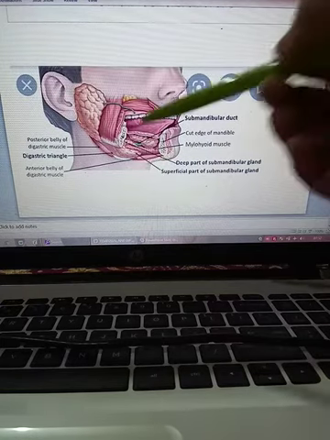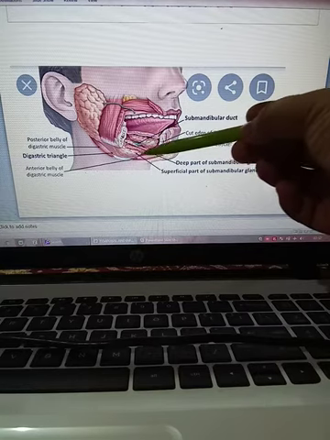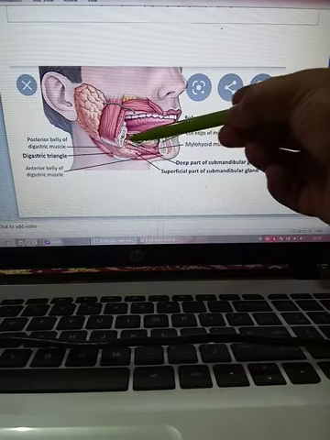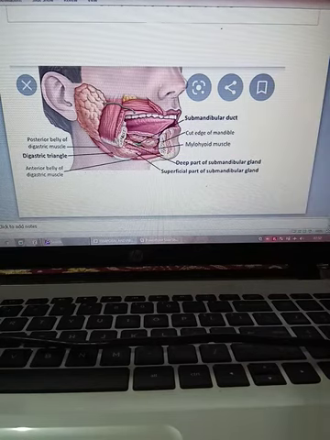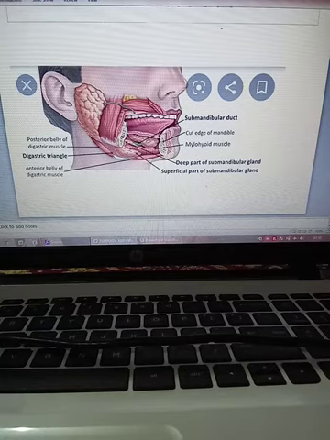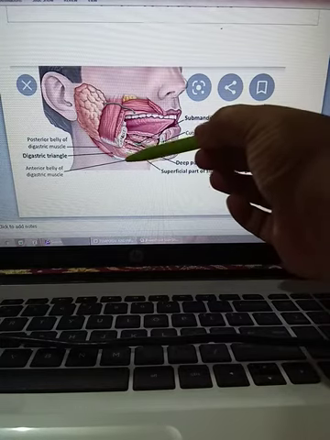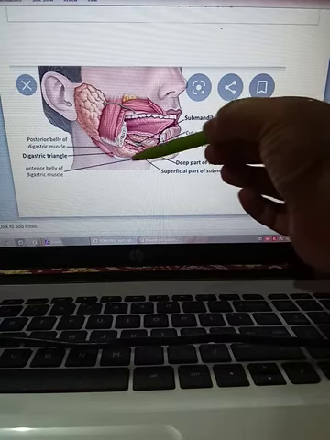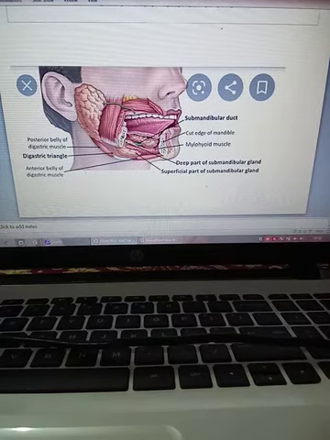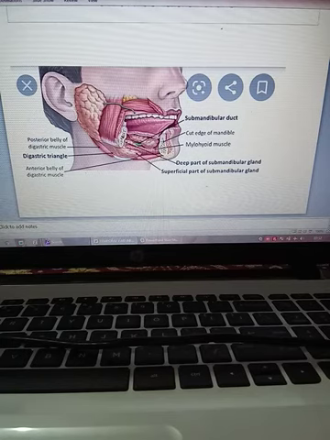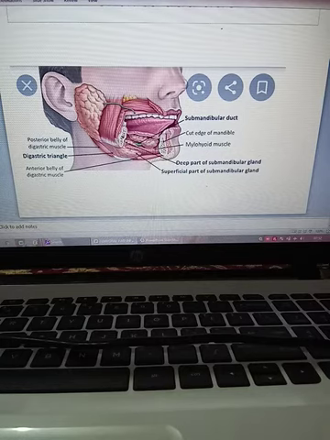As you can see in this picture, this is the superficial part of the submandibular gland, and this is the mylohyoid muscle. Deep to the mylohyoid muscle, you have the deep part. The superficial part has three surfaces: inferior, lateral, and medial. And this gland is partially covered by the deep cervical fascia.